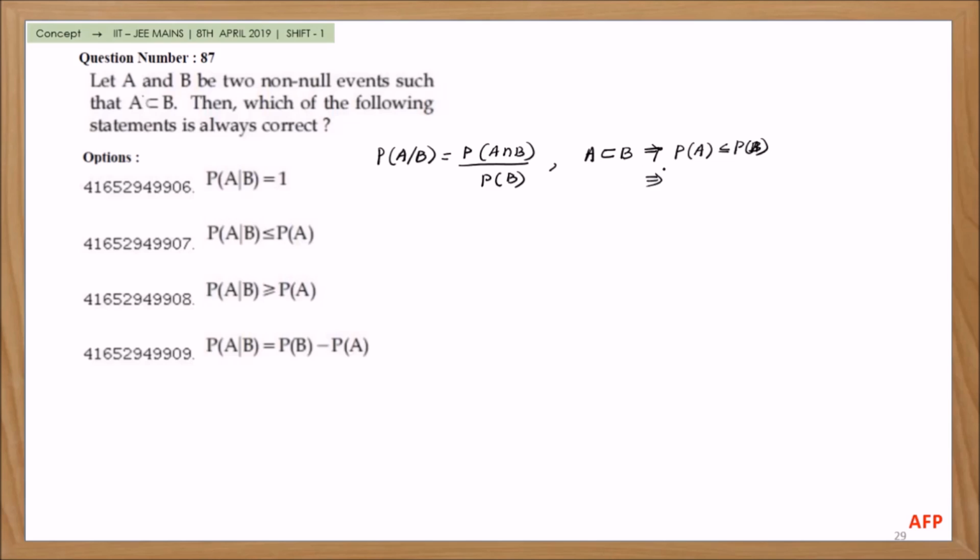One more part is there. If you take the intersection, it is always the smaller set, A you will get. With this you can write the probability of A divided by probability of B. Probability of A given B will always be greater than or equal to probability of A itself. Okay, so here option 2 it follows.